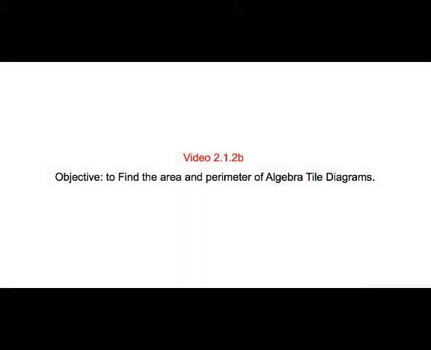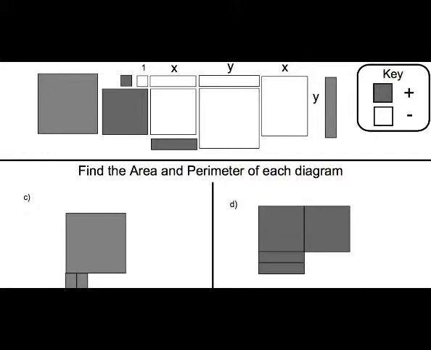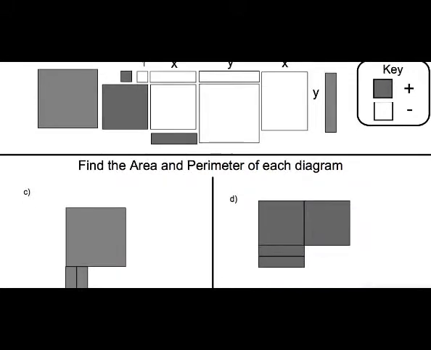This is video 212B, and the objective is to find the area and perimeter of algebra tile diagrams. So we have these diagrams. Notice the top is the key where it tells you what the different tiles are. We're going to use that key to help us know which tiles are which. The lower tiles, the diagrams, are what we're actually finding the area of.